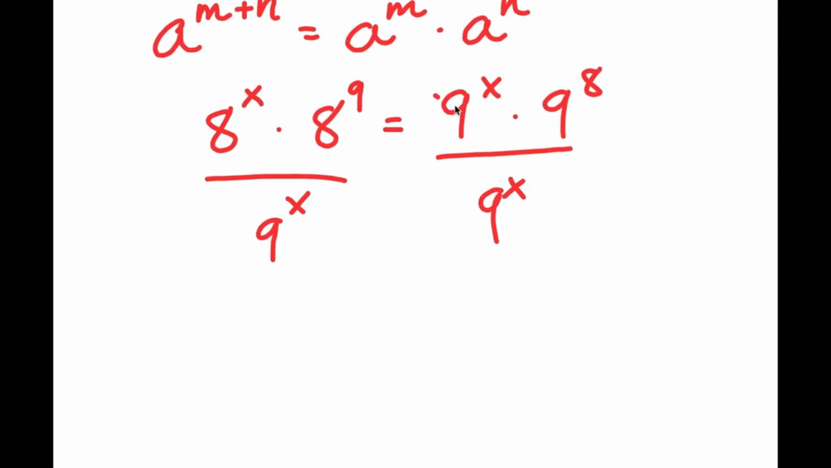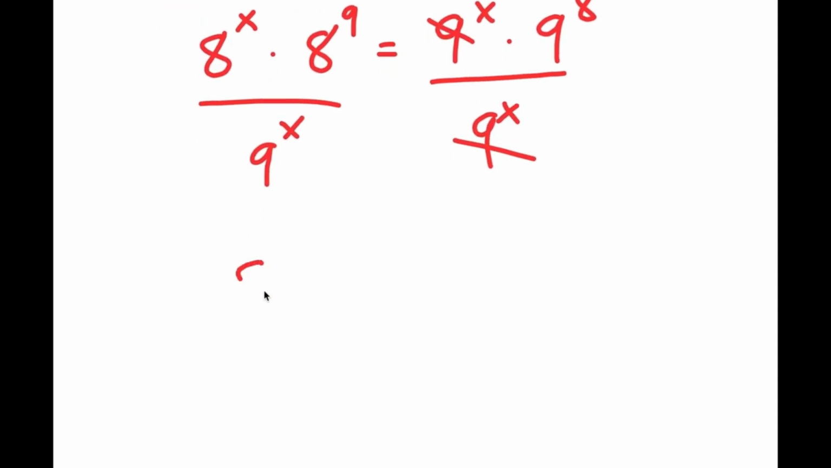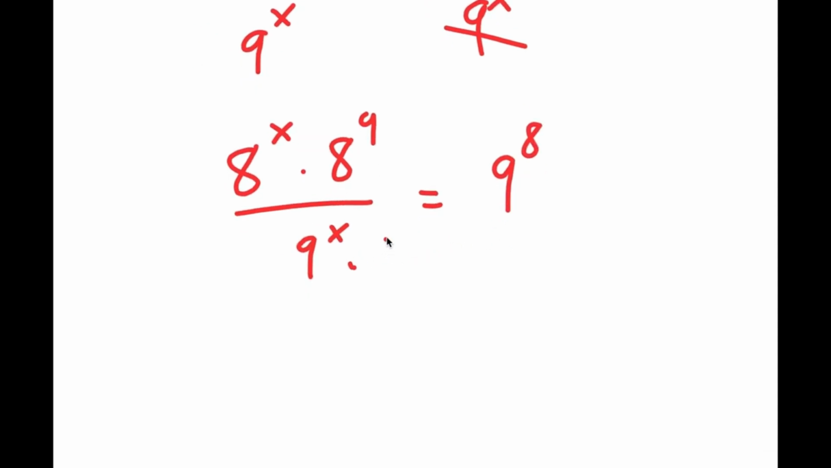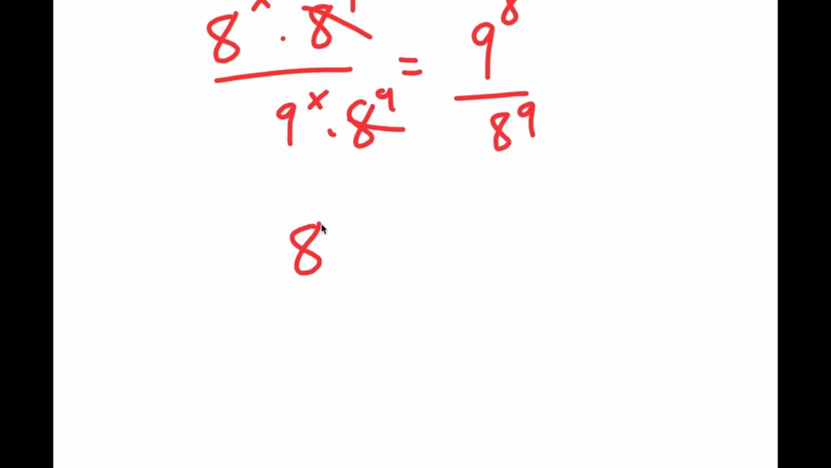So then for my right hand side, these two cancel out, and I get 8 to the power of x times 8 to the power of 9 over 9 to the power of x is equal to 9 to the power of 8. Now I'm going to divide both sides by 8 to the power of 9. So then these two cancel out, and I get 8 to the power of x over 9 to the power of x is equal to 9 to the power of 8 over 8 to the power of 9.